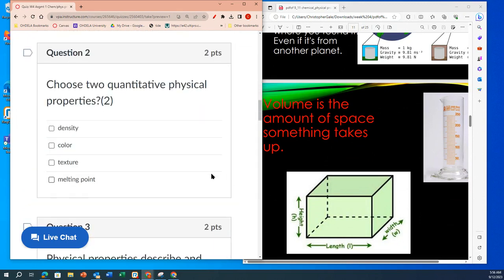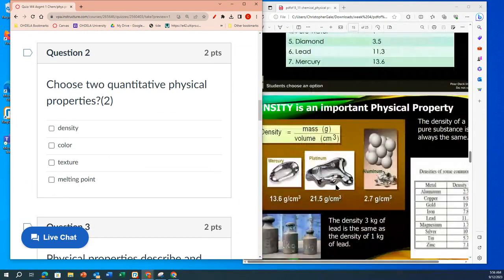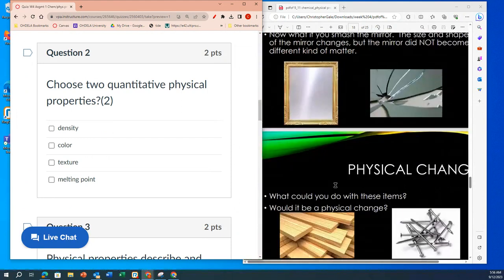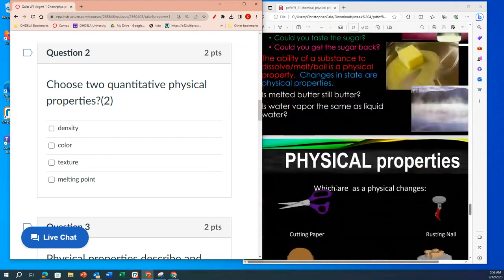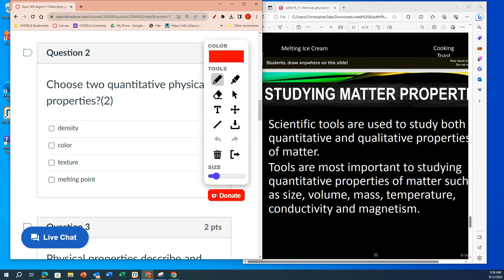Choose two quantitative physical properties. So I'm going to look through the notes here. When we get to the end here, quantitative properties that do volume, mass, temperature, conductivity, magnetism. So two properties of quantitative. Got density and melting point. Okay, temperature, that's the melting point, right? And density.